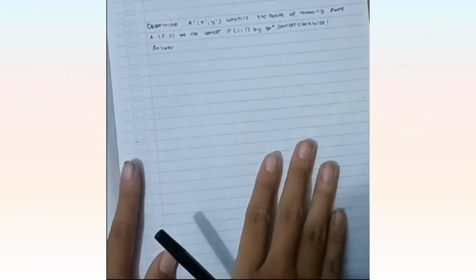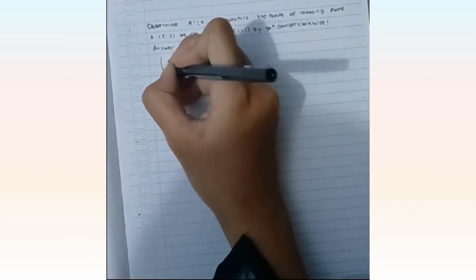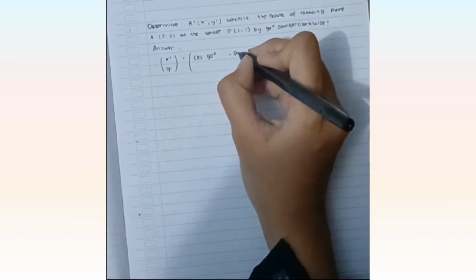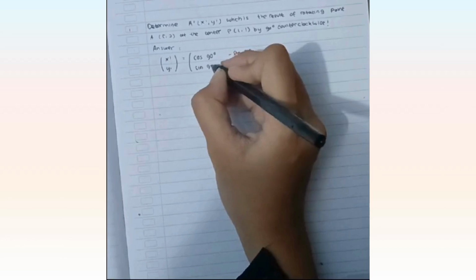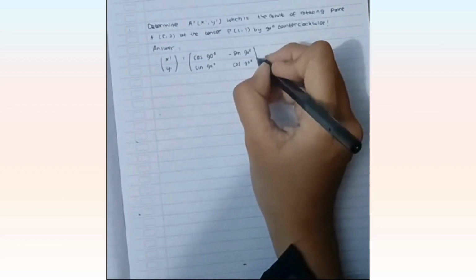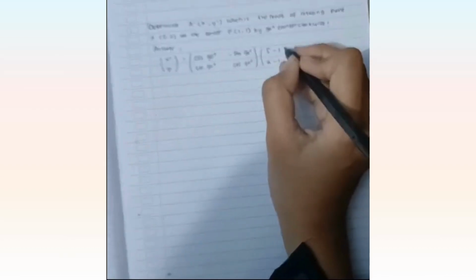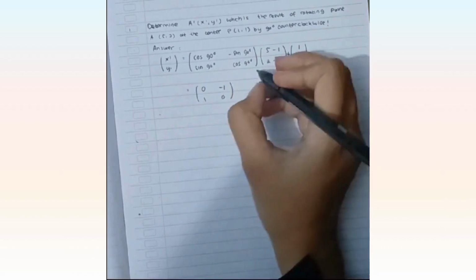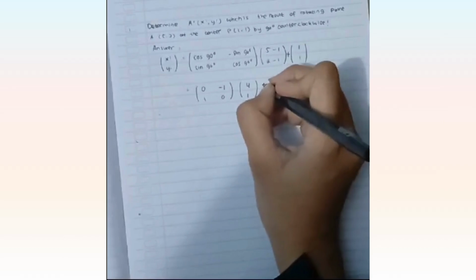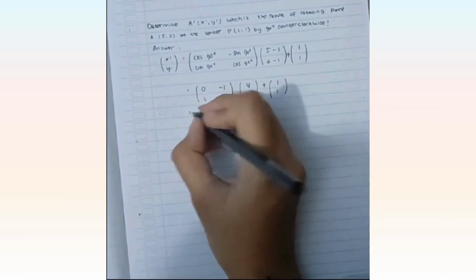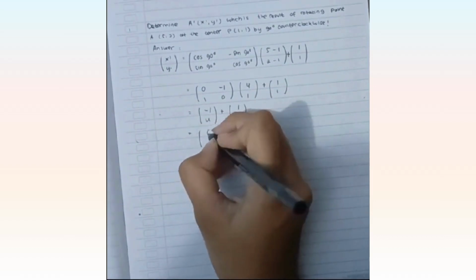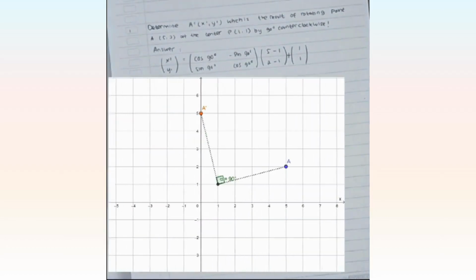Determine A' (x', y'), which is the result of rotating point A (5, 2) at the center P (1, 1) by 90 degrees counterclockwise. So the alpha is 90 degrees, a is 1 and b is 1. And then we substitute into the formula and we get the matrix cosine 90 degrees, negative sine 90 degrees, sine 90 degrees, cosine 90 degrees, multiplied by (5 - 1, 2 - 1), plus (1, 1). So we get the matrix (0, -1; 1, 0), multiplied by (4, 1), plus (1, 1). So we get (-1, 4) plus (1, 1). And we get (0, 5). And this is the illustration.